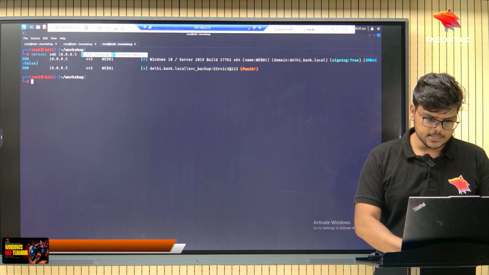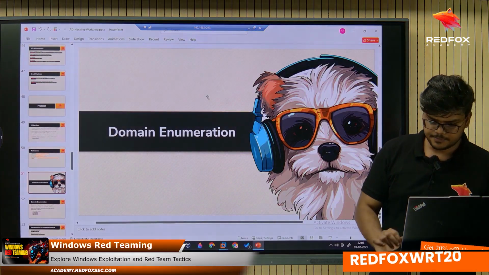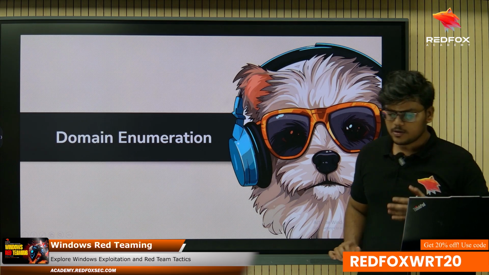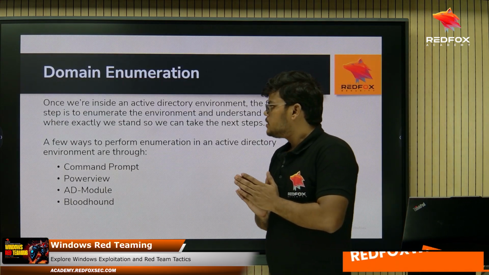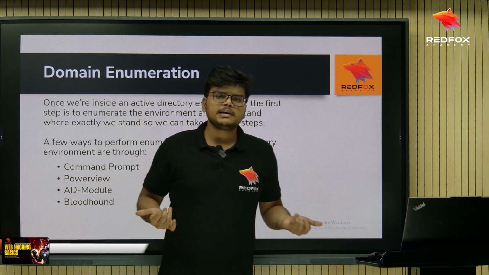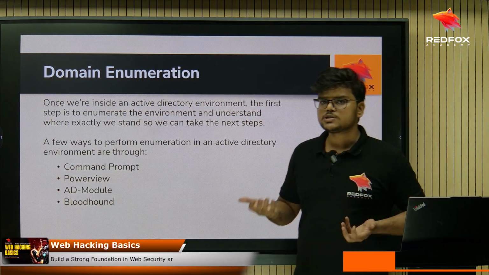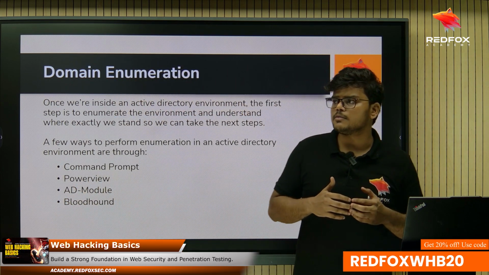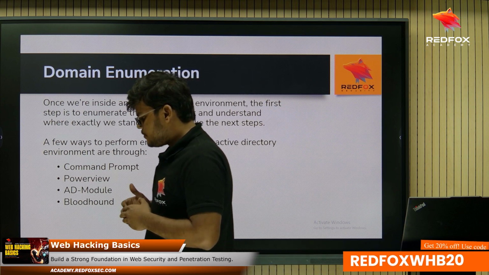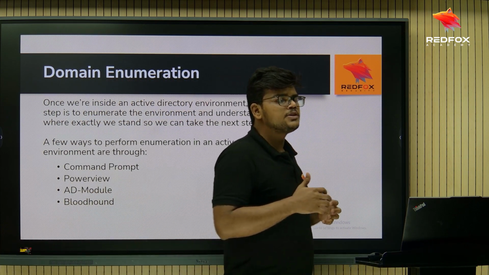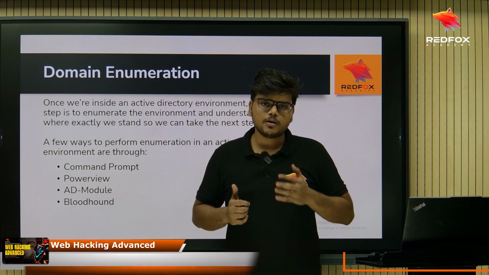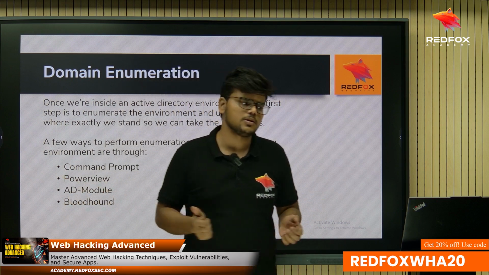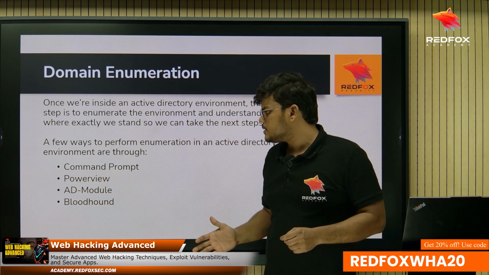Now let's go back to the slides. Let me just change the presentation here. Okay, now let's talk about domain enumeration. Once we are inside an Active Directory network and we have access to the credentials of a user, we can enumerate the environment. We can look for users, we can look for computers, we can look for high privilege users, we can look which users are part of the domain admins group, we can look whether a GPO is applied to some OU or not. These kinds of things we can look at. So that's where enumeration comes in.